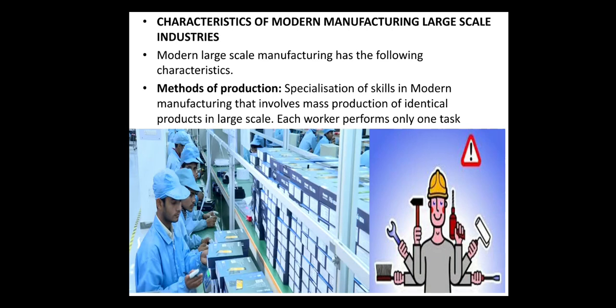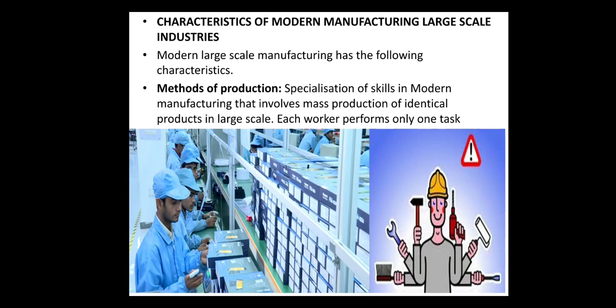In modern manufacturing industries, the method of production is specialization of skills. That involves mass production. Mass means we are producing in a very large number. That is called mass production of identical goods. Identical means similar products, which they are producing on a large scale.